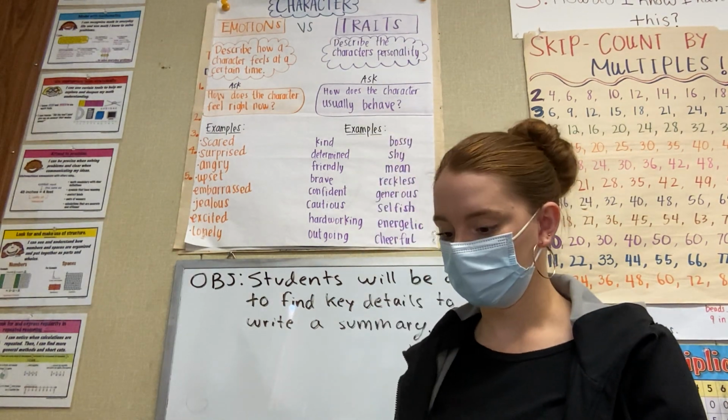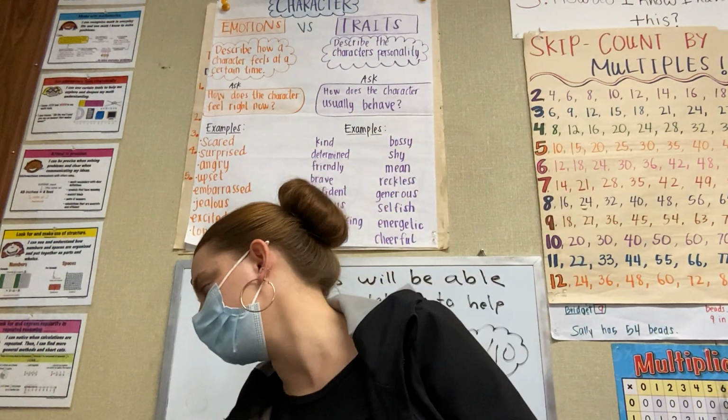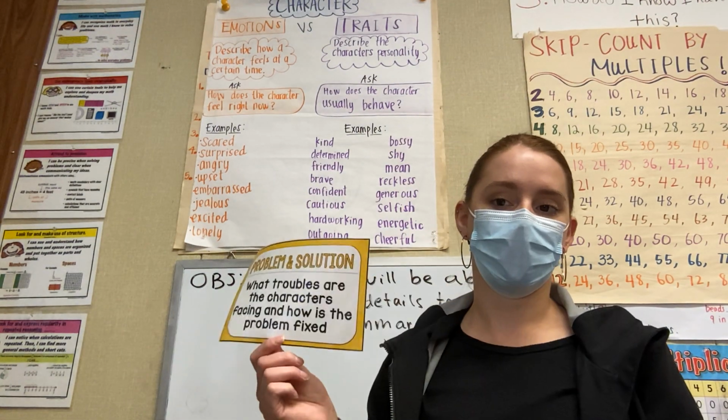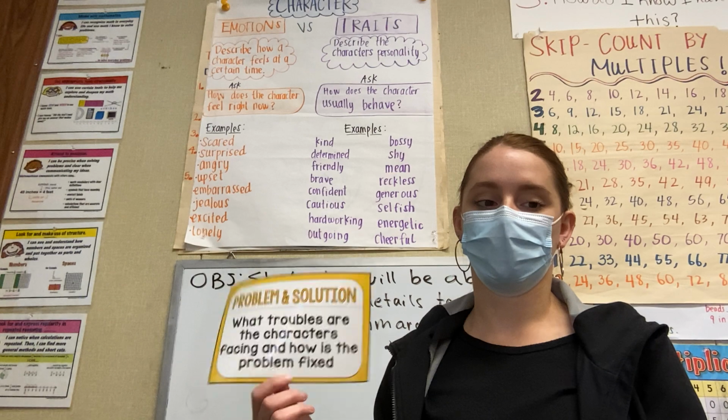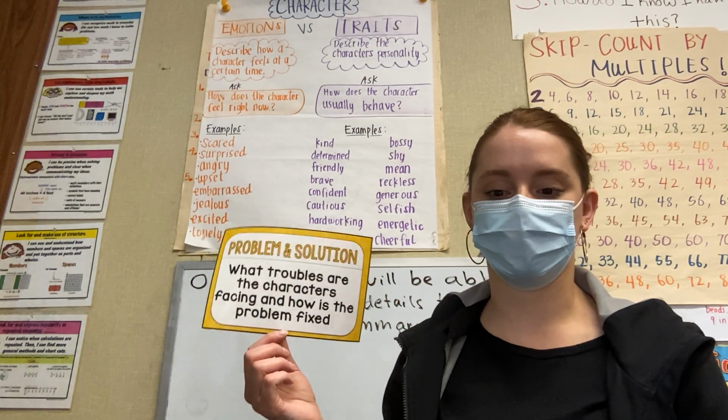So far, do we see a problem yet in the story? Is there a problem? Yeah. What's the problem? They don't have water. Okay, so find your color for problem and solution. I want you to highlight or underline the problem, where it says the problem.